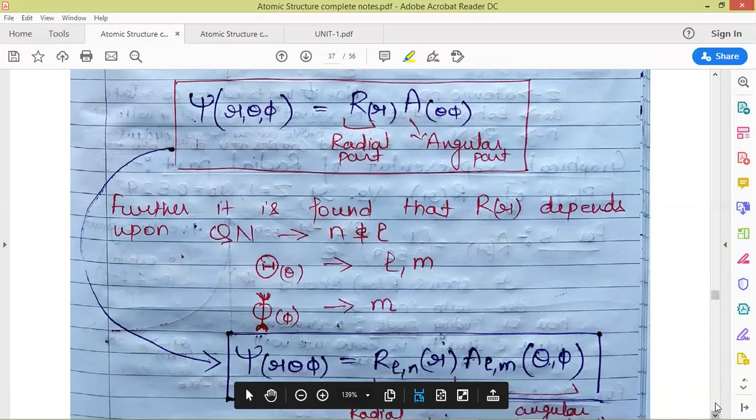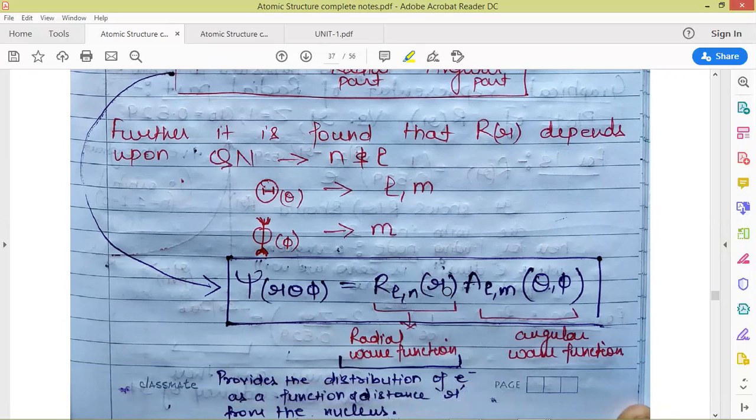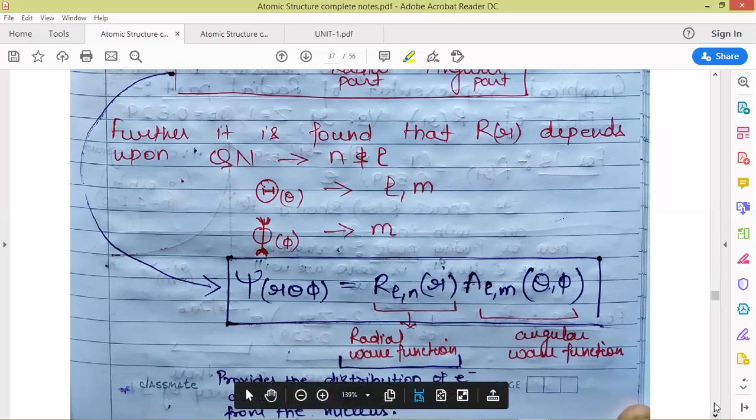So we can write that the radial part is a function of n and l. So we can write it as R(n, l) of r, where r is the radius of the three-dimensional space, the three-dimensional sphere which we have considered. A is the angular part, which further is a function of l and m, which depends upon two variables, that is theta and phi.